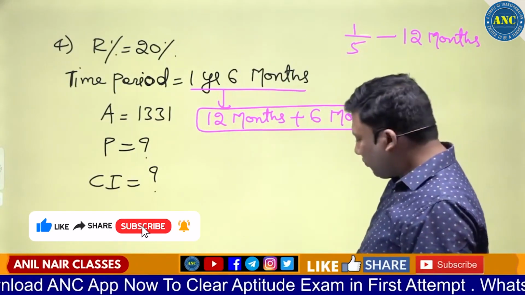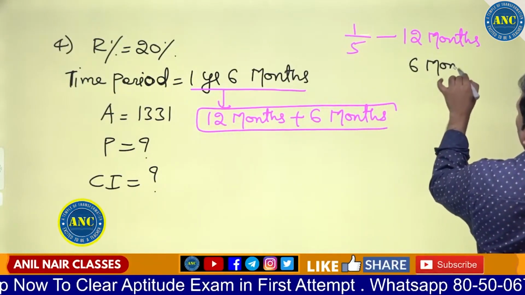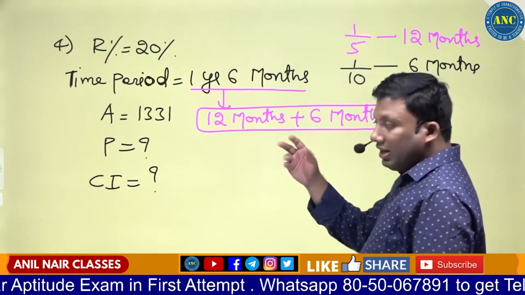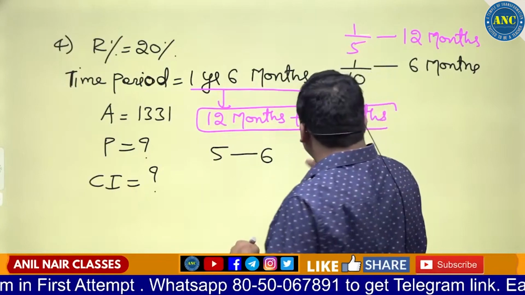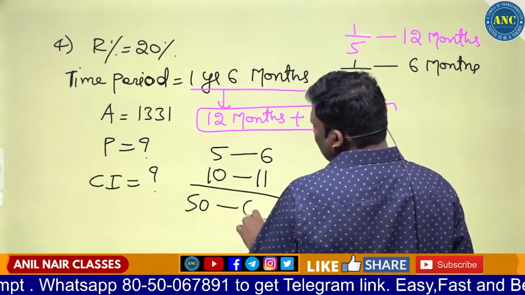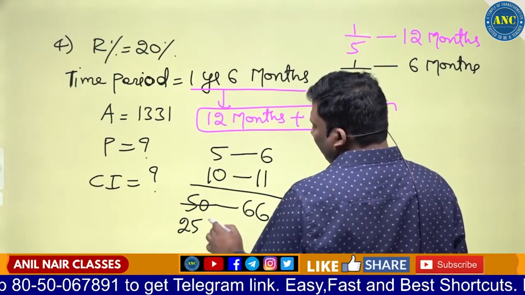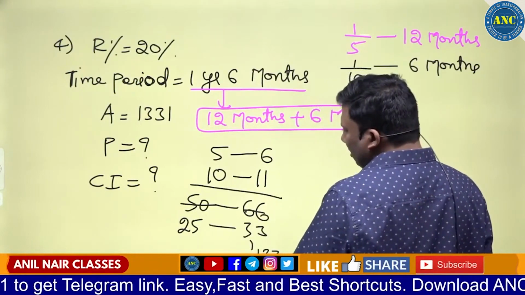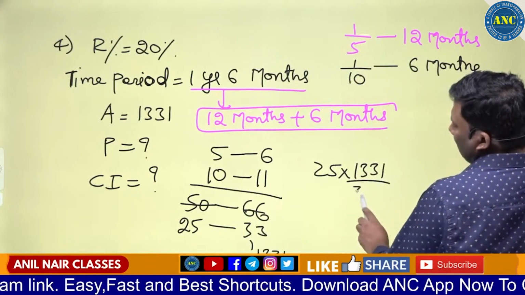1 by 5, it is for 12 months. I want for 6 months. 6 months means half it will become. In the second year, only for 6 months I have to take. First year it is full. 5 is becoming 6. In the second year, 10 is becoming 11. 50 is becoming 66. So this will become 25, 33. Are you all with me? 33 is becoming 1331. 25 will become 25 into 1331 by 33.